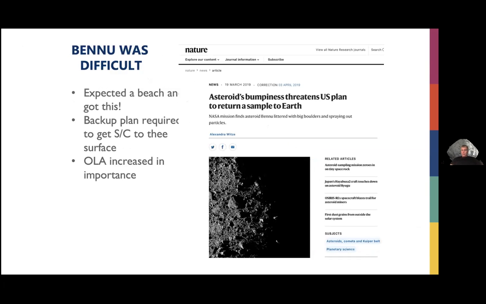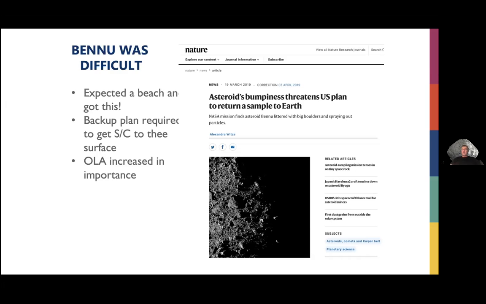And then, we said Bennu was supposed to be smooth, and Bennu wasn't. So, here's a picture of Bennu. Here's an example of a little article from Nature: "Asteroid's bumpiness threatens U.S. plan to return a sample to Earth." This was no joke, right? There were no 25-meter smooth spots on this asteroid. In fact, we were struggling to find 5-meter smooth spots.